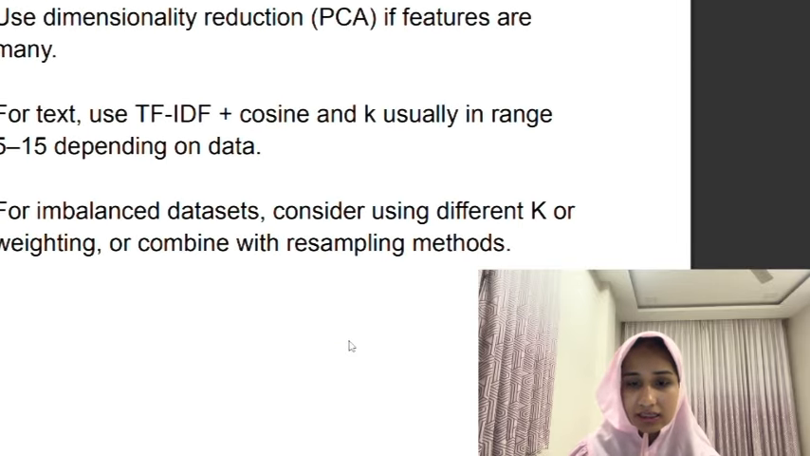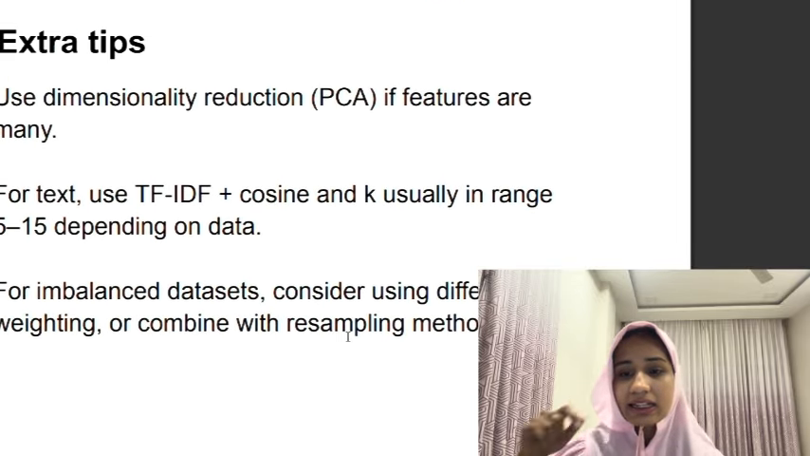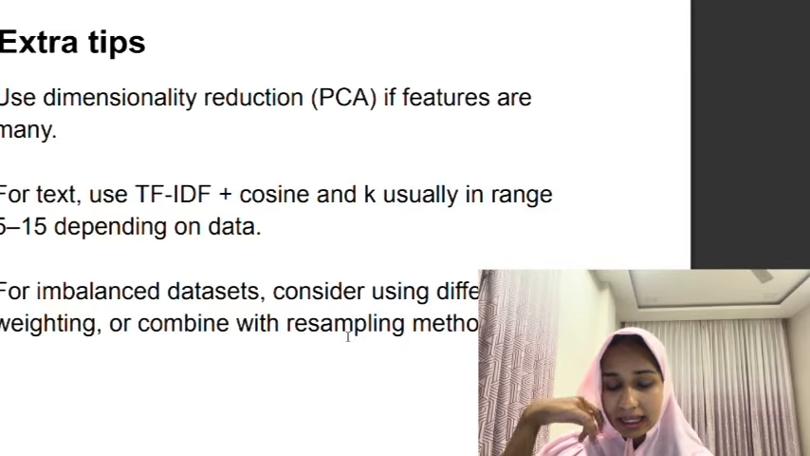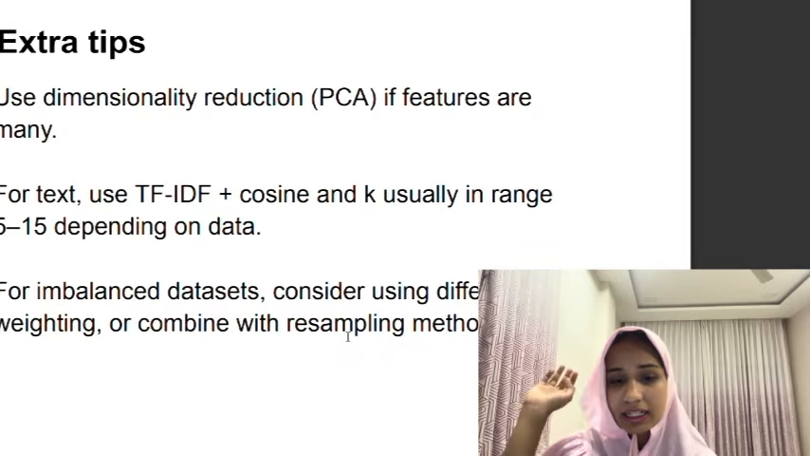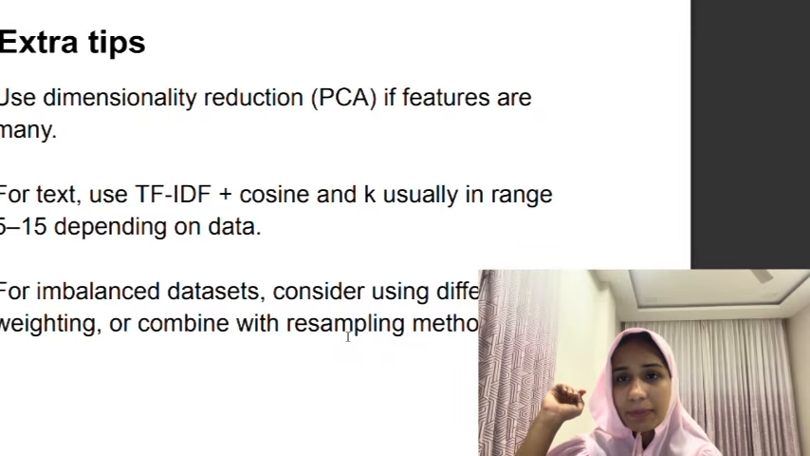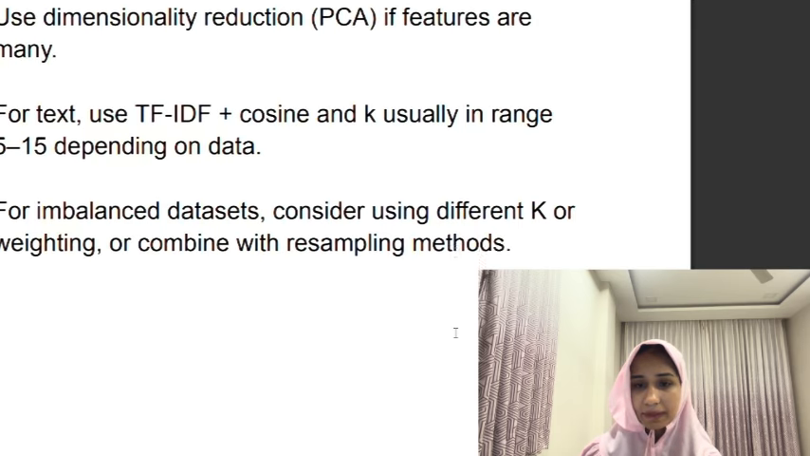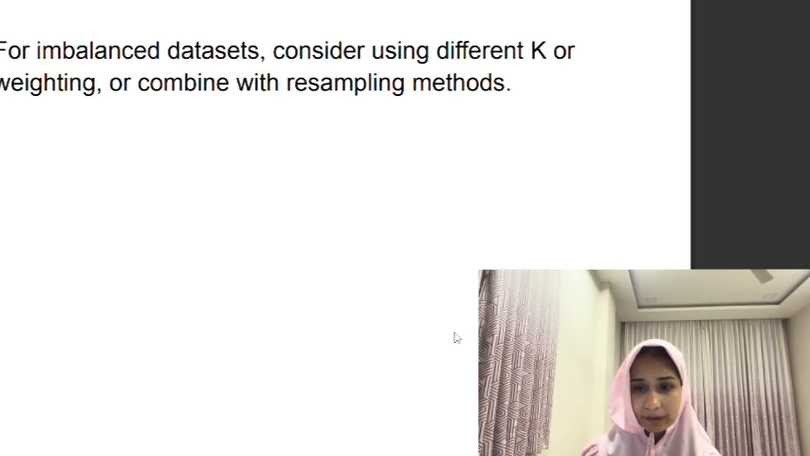Now there is an extra tip. Use dimensionality reduction, PCA, if features are many. For text, use TF-IDF plus cosine, and K usually in the range 5 to 15 depending on the data. For imbalanced data sets, consider using a different K or weighting, or combine with resampling methods.